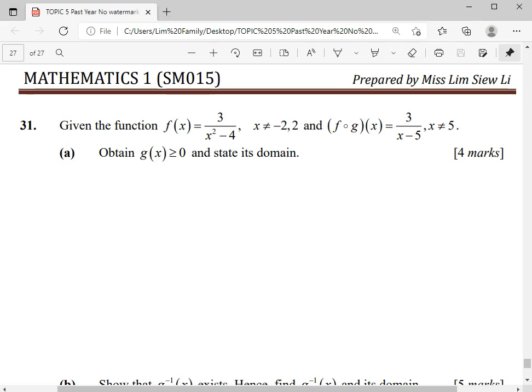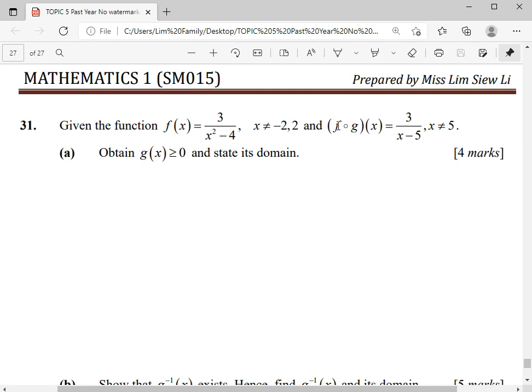Okay, so for this question 31, given a rational function 3 over x squared minus 4, x cannot be negative 2 and 2. The logic is that the denominator cannot be 0, so these values cannot be 0. This is the vertical asymptote part of this rational function.